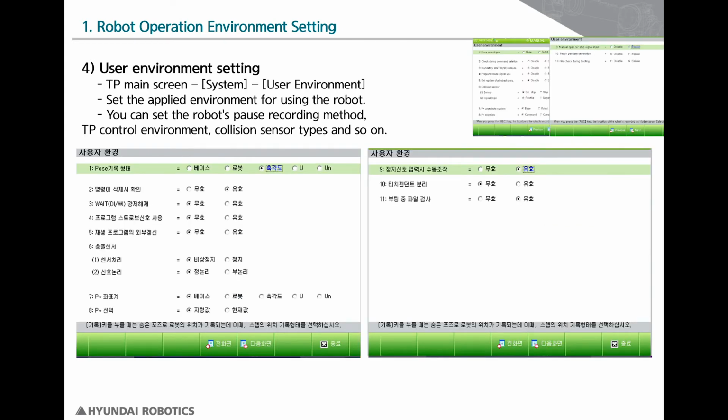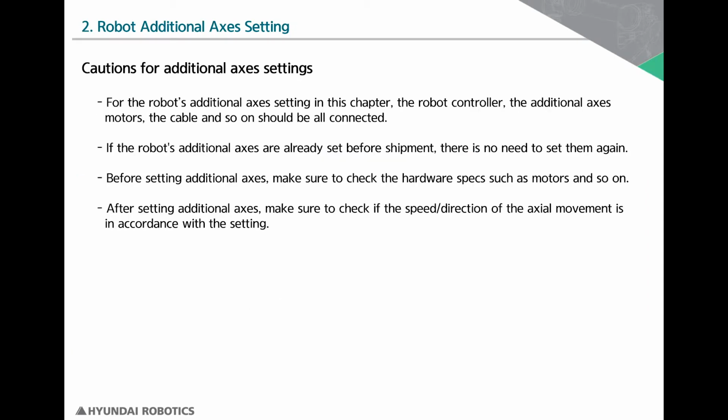The following is the user environment setting. At the bottom of the TP main screen, press the System button to launch the User Environment Setting menu. Go to the User Environment Setting tab. The following screen will be displayed. At the bottom, press the previous Next screen button to edit it. In here, you can set TPU's controls such as Robot Posture Recording Type, Program Editing, Functions, Collision Sensors, Coordinate Recording, and so on. In this chapter, we will learn how to set the additional axis.